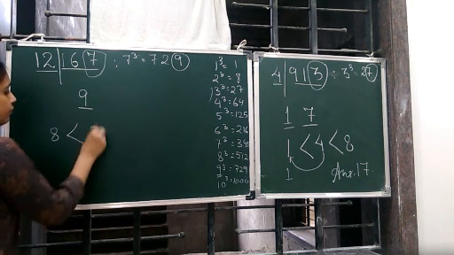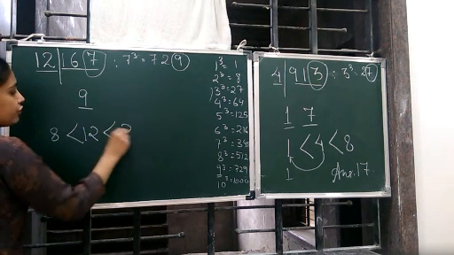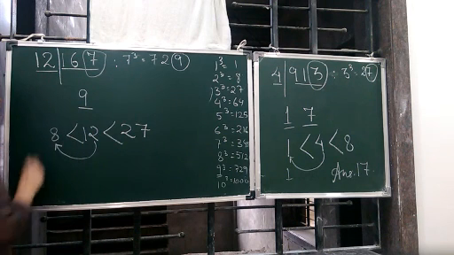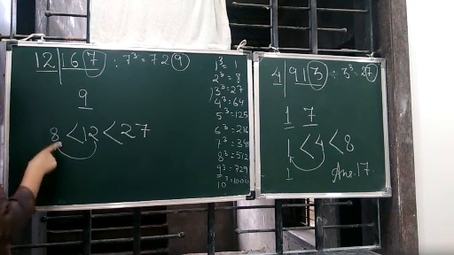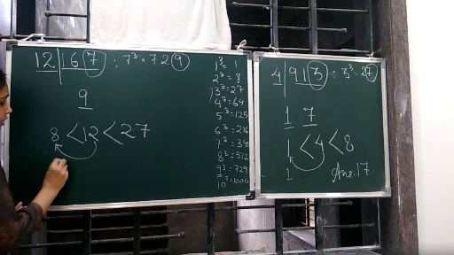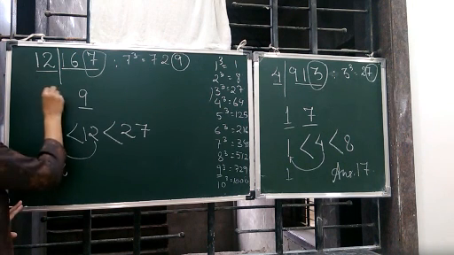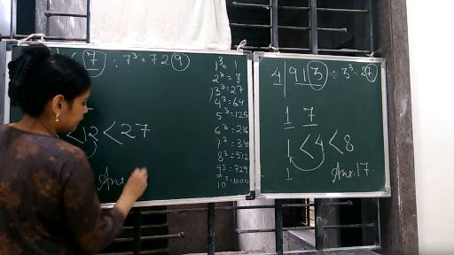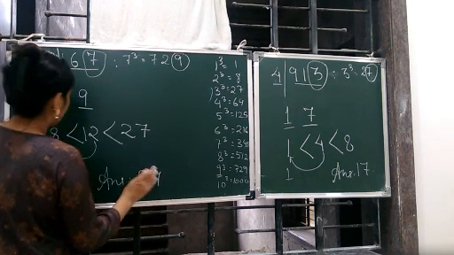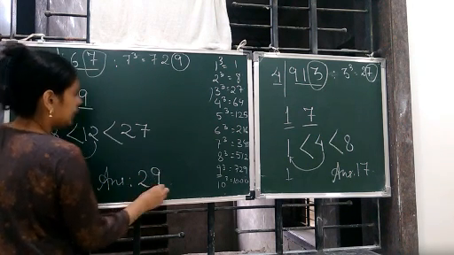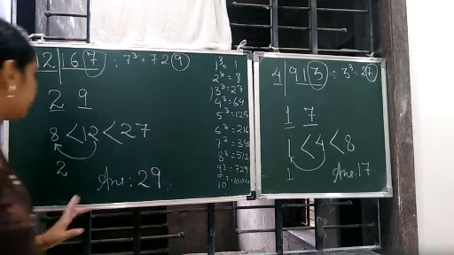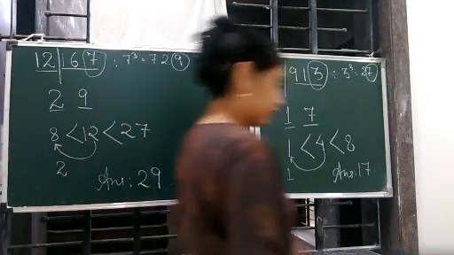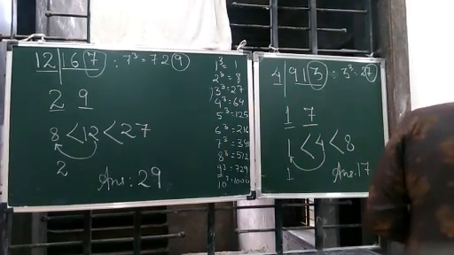I was supposed to write 27 here. It goes to the smallest number. Okay, now what is the cube root of 8? 2. That means what will come here? 2. So answer is 29. Okay, you can check whether the cube of 29 is 12,167 or not.